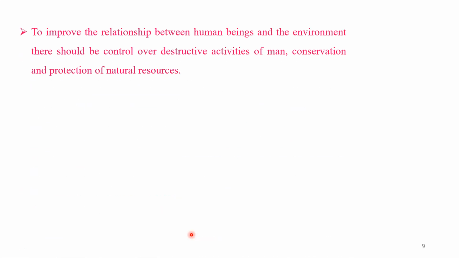So dear student, to improve the relationship between the human being and the environment, there should be control over the destructive activity of man. Conservation and protection of the environmental resources is very important. If you want sustainable development, the destructive activity in this society should be controlled. If somebody is doing something negative that creates damage to the environment, then we should control them. And simultaneously, we protect the environment, we protect the natural resources and conserve them.